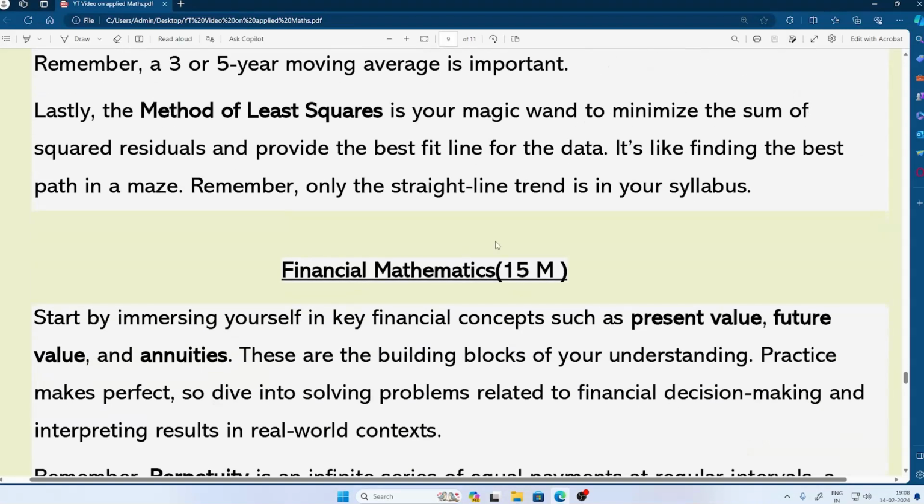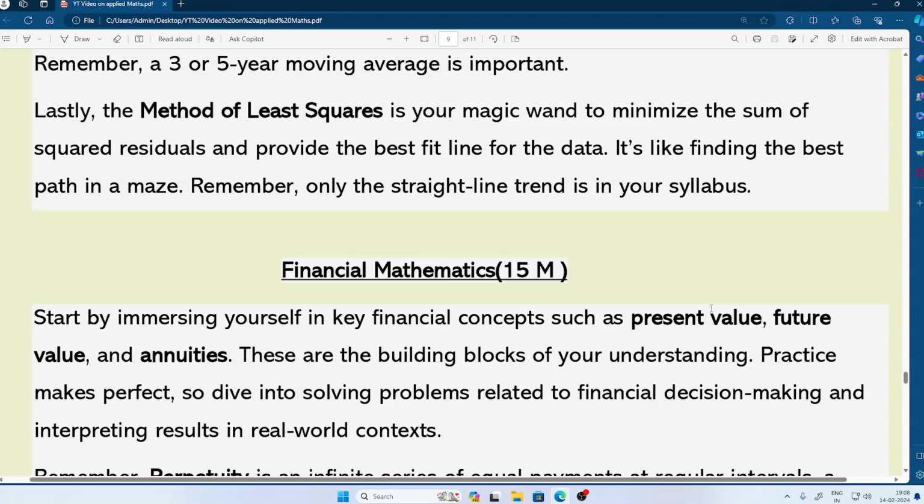Then financial maths, this is 15 marks. Students' choice here is that they will score 15 over 15 always. I want to see all of you scoring 80 over 80, at least try to score 75. It is such a scoring subject. And this financial mathematics, I tell you, applied mathematics you are doing in class 12 because of this topic, I will not be wrong.